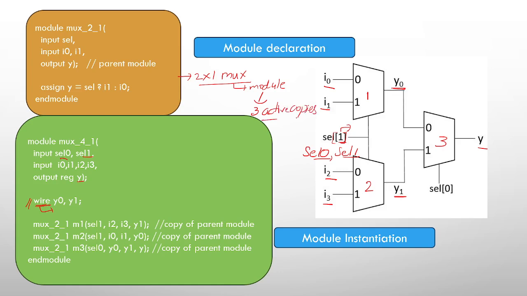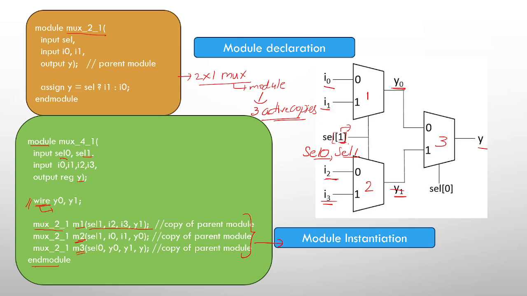What do 3 active copies mean? Here you are using mux 2 by 1, and this is the name, m1. And then the ports connection. What are the ports that are connected here? Selection 1, I2, I3, Y1. In the same way, mux M2 is another copy with these names, and this is the third copy with these names. This is how the instantiation is done.